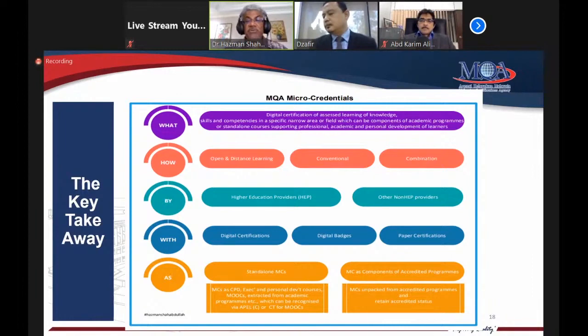And of course, if you want a lot of flexibility in terms of designing a micro-credential, then standalone is the way to go. So that's the whole story in one slide for you.